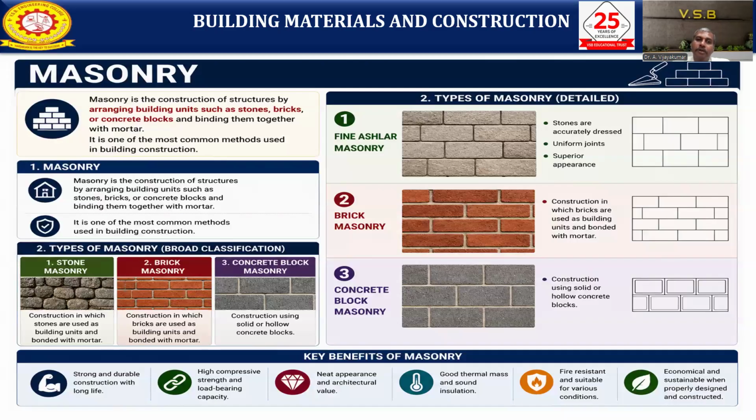All these structures, these three common materials, can take more load-carrying capacity. They also give a neat appearance and architectural value, good thermal mass and sound insulation. All masonries are fire resistant and suitable for various conditions. They are economical and sustainable when properly designed and constructed.